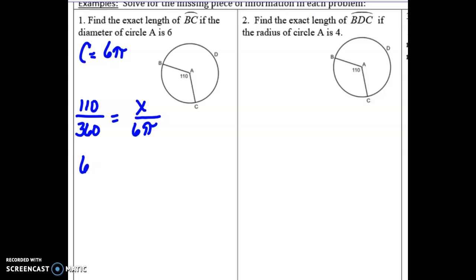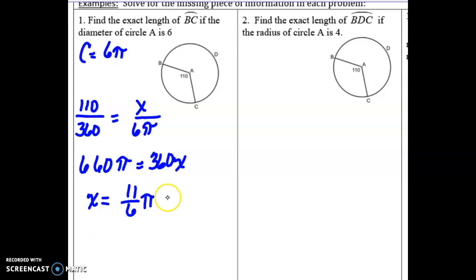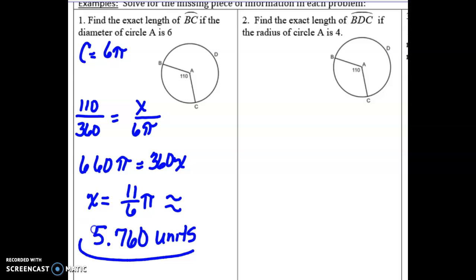and get 660 pi equals 360x. If we divide by 360 on both sides, we get 11/6 pi. And that is approximately the same as 5.76, and that is units, because we weren't given a unit.